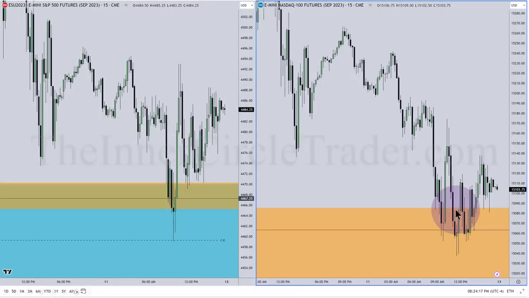15-minute time frame on the left-hand side, E-mini S&P. You can see how we had a rather sloppy consolidation day here. And same thing with the NASDAQ. So I'm going to close with a couple things of importance.